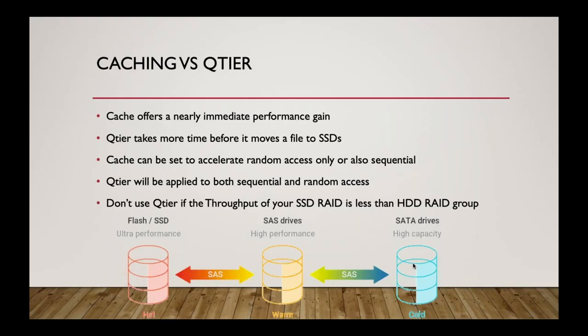So to get more into the differences, cache has the advantage of just that immediate performance boost, because immediately when you open up a file, it immediately moves that file to the SSDs. QTier will move files to SSDs on a schedule. Cache has the advantage that it's more customizable. You can set cache to only accelerate random reads and random writes, or you can set cache to also accelerate sequential reads and sequential writes.